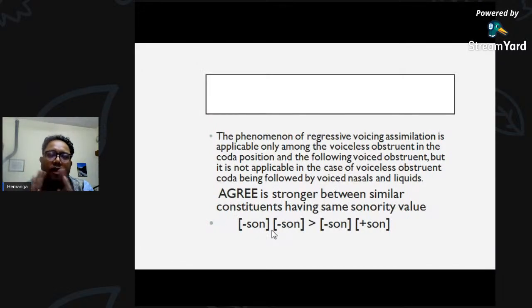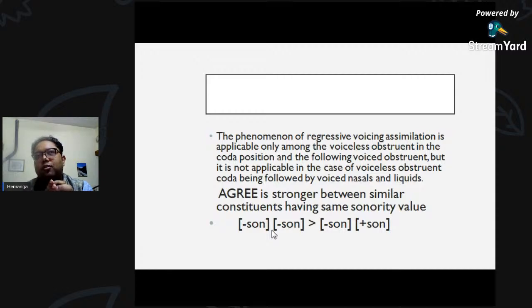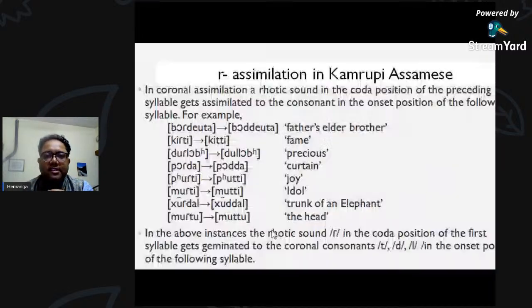So vowels are the most sonorous sounds, followed by rhotics, laterals, and the least sonorous sounds, the stops. So this is an important thing. If you look at sonority, most of the obstruents agree in terms of sonority. That's why this voicing assimilation happens. In case it doesn't happen.